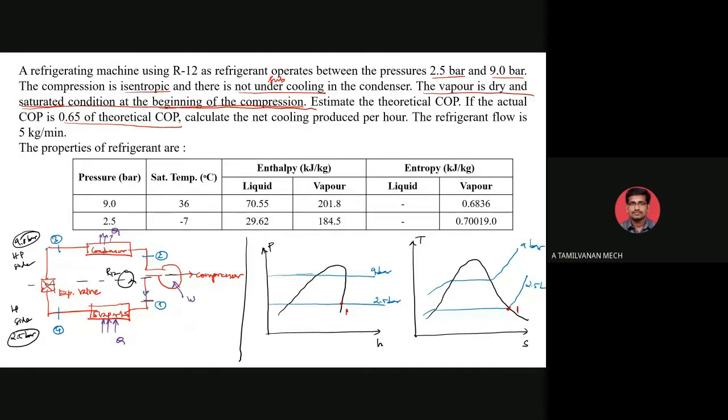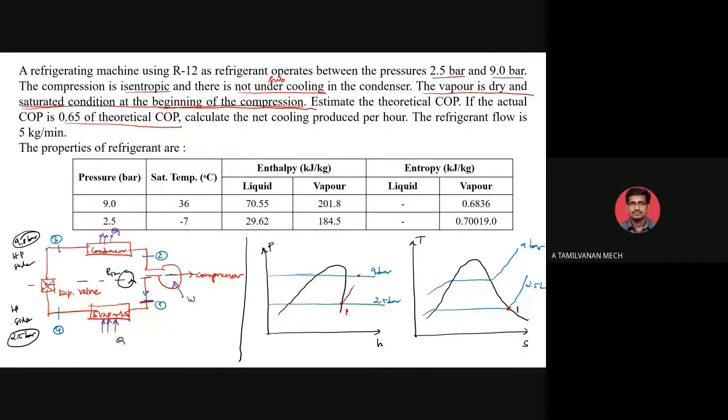Okay, in both the diagrams, immediately you locate point number 2. How can you locate point number 2? If the vapor entering the compressor is saturated, definitely the vapor leaving the compressor must be in which phase? Which state? Superheated. So definitely point number 2 lies in the superheated region. So this is point number 2.